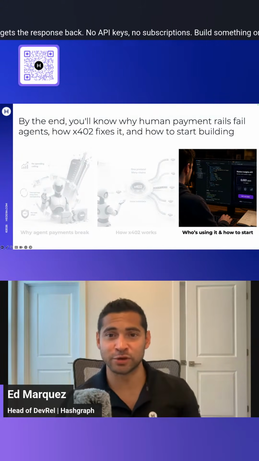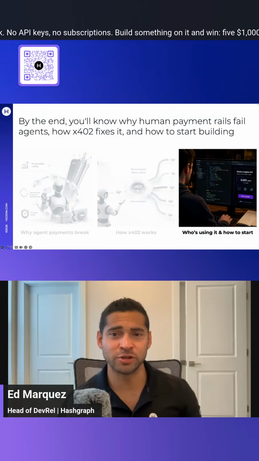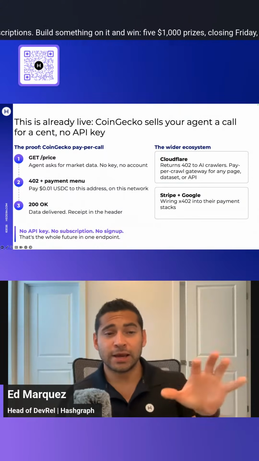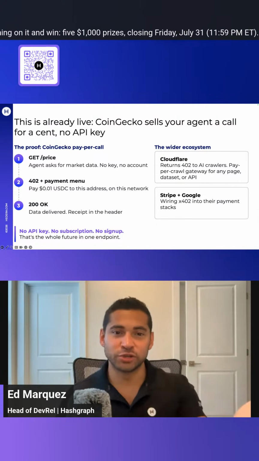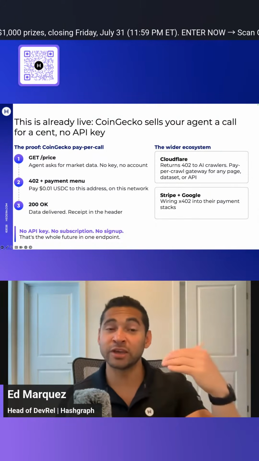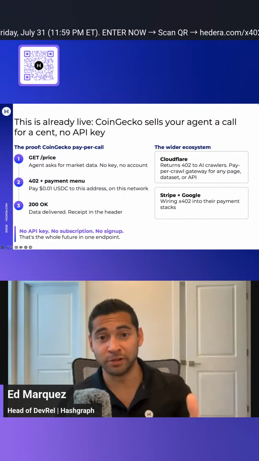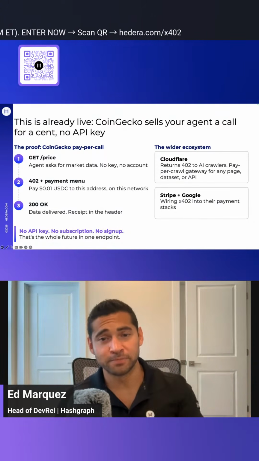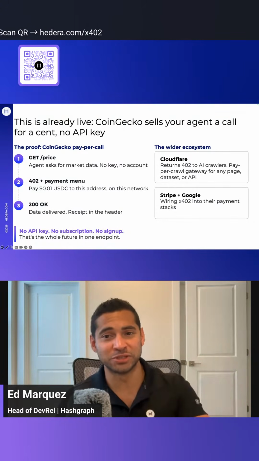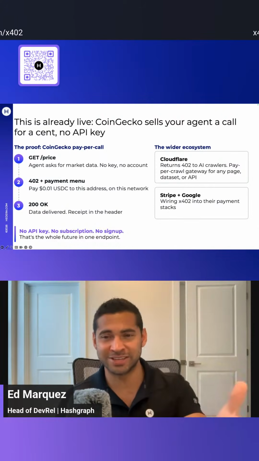So this is the third leg of my presentation here. And I want to start with taking a look at who's actually using this, right? And I think CoinGecko is a name that many of us are familiar with. It's a market data company. And now they will sell your agent a single API call for about $0.01 in USDC.